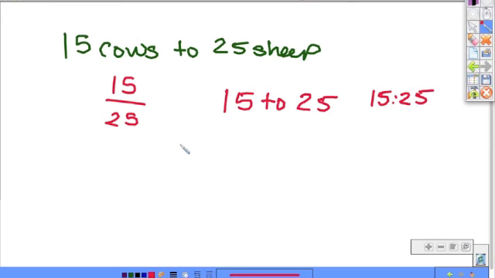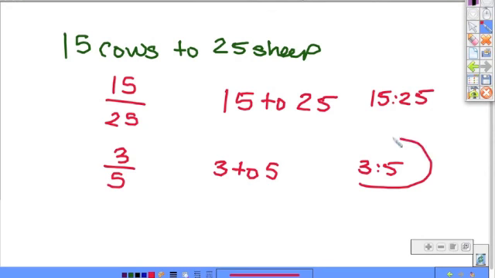Now, neither one of these are simplified, so we would need to simplify first. Now, I know 5 goes into both of these numbers, so it'd be 3/5, 3 to 5, or 3:5. Okay? Now, on the first part of your homework, go ahead and just write it with the colon. Okay? All right. Now, how about the second part of your homework? It wants you to tell whether the ratios are equal. Well, that's just like that example I did before. So let me pick one of these examples here.